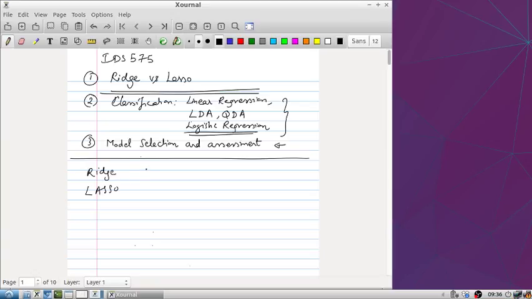The optimization view that we saw last time was that these are trying to solve the residual sum of squares of a model beta plus lambda times the sum over j of beta j squared. And lasso was the residual sum of squares of beta plus a different lambda times the sum over j of the absolute value of beta j. So this was pretty much the difference.